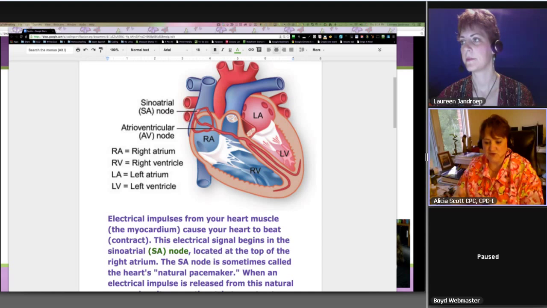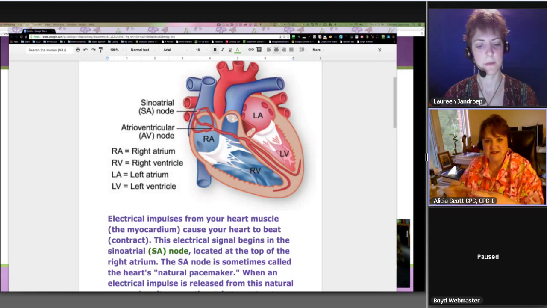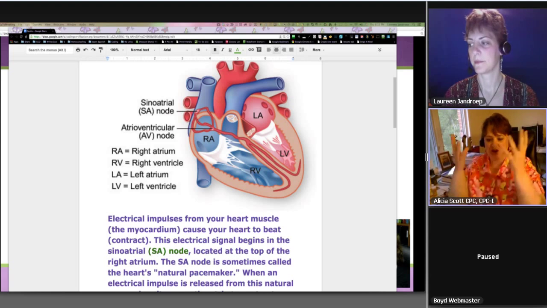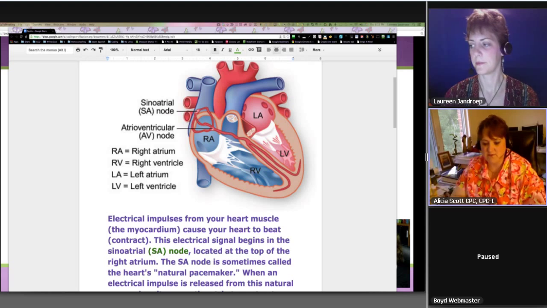If you didn't know, you've got the right atrium at the top, the right ventricle at the bottom, left atrium at the top, and the left ventricle at the bottom. So the ventricle is what squeezes because the electrical current tells it to, and whoosh, all that blood goes up through the heart.